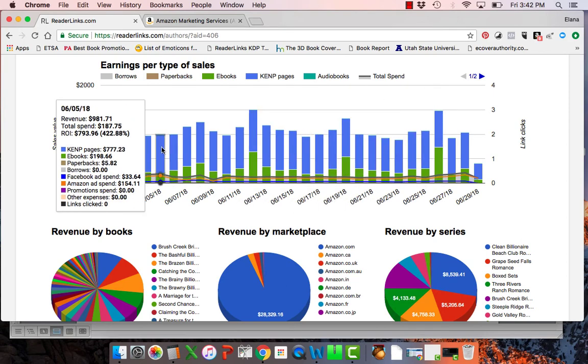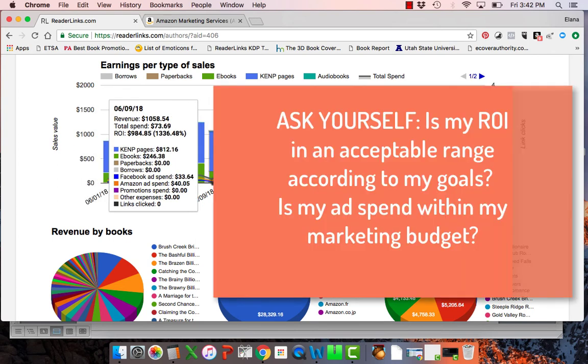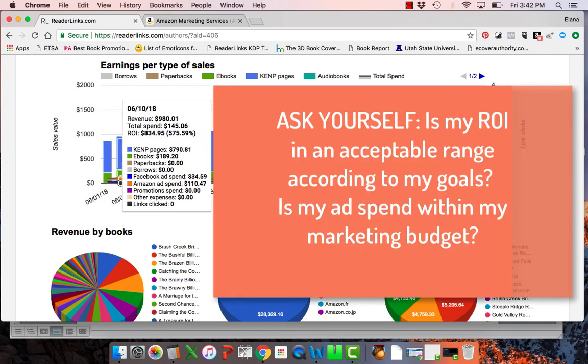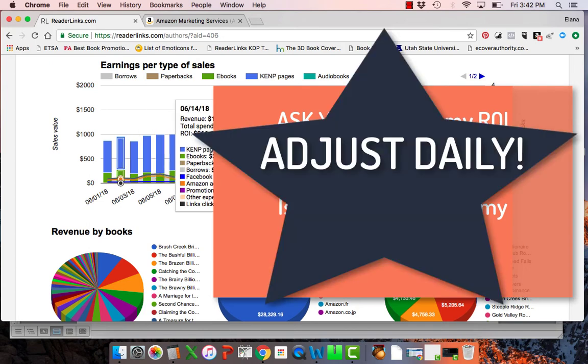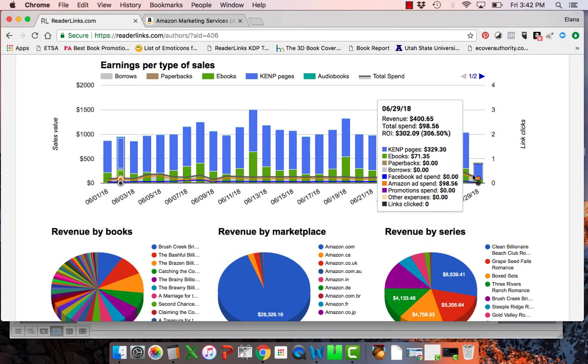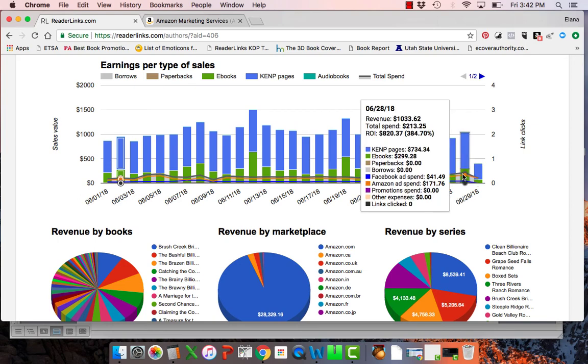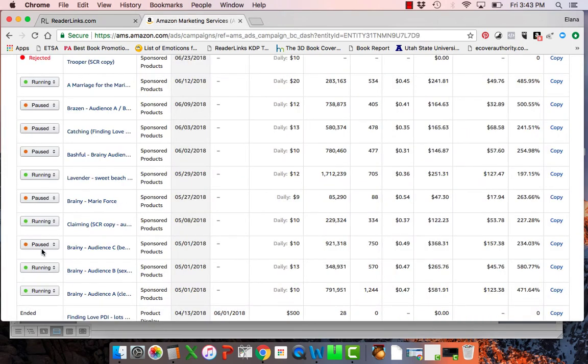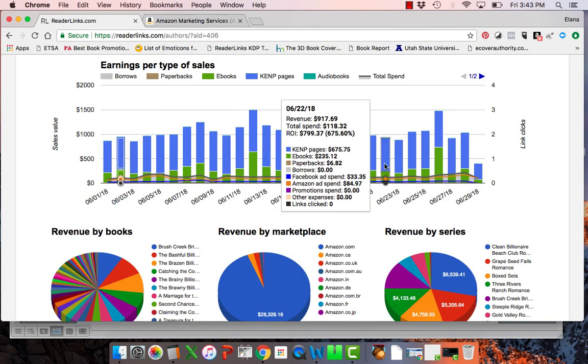But what about these ones that are not release days? Do I have my return on investment where I want it? Do I have my ad spend within my budget? And I make these daily adjustments if I need to. It takes me 5 minutes to upload my ads and go, oh, I'm happy with my ad spend, move on for the day, or go, whoa, 171, no way, and go through here and pause. That might take me another 5 minutes to pause. So we're talking about 10 minutes of work once you understand what numbers you're looking for.